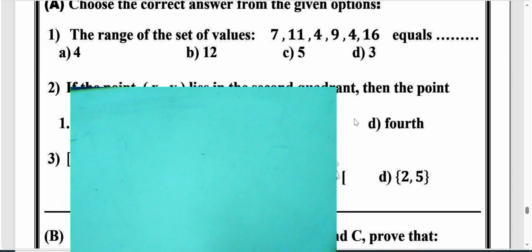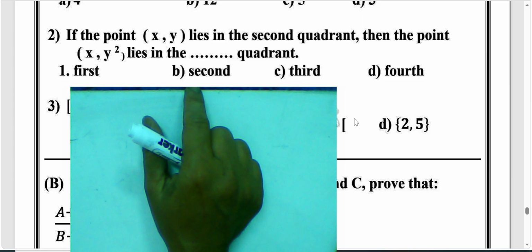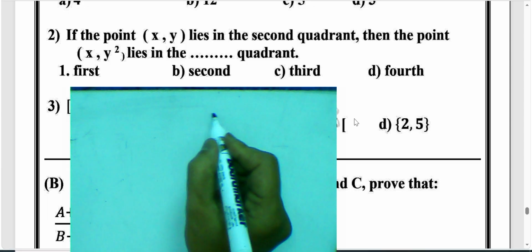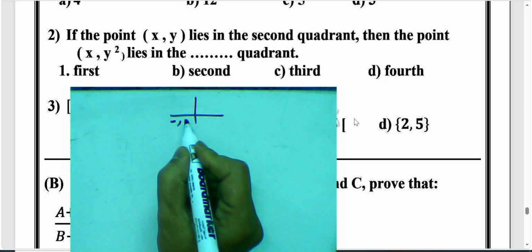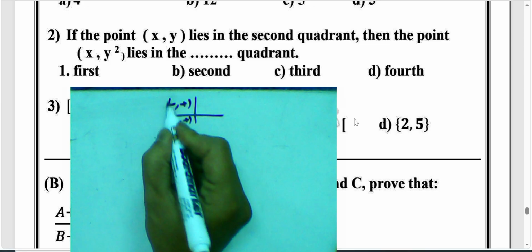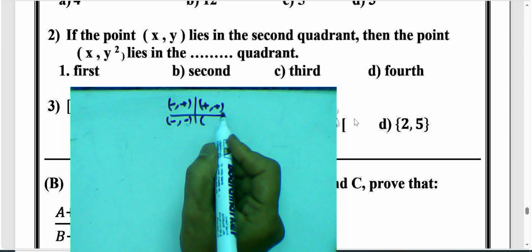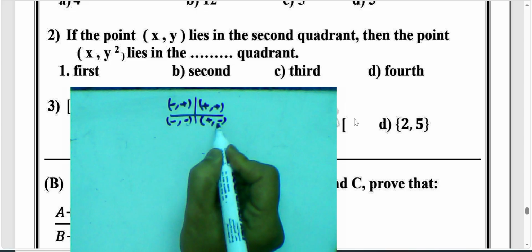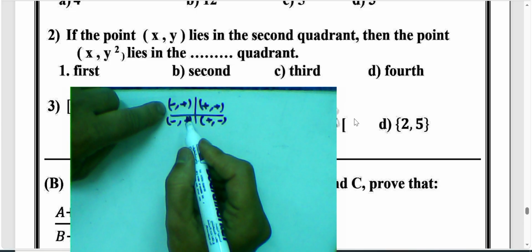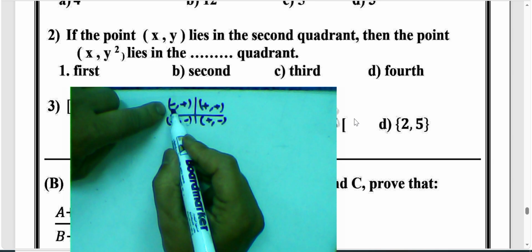Next example here. The point (x, y) lies in the second quadrant. Where does the point (x, y power 2) lie? He asked about the second quadrant. We have negative and positive in the second quadrant. First is positive and positive, third is negative and negative, and fourth is positive and negative. He tells me the point (x, y) lies in the second quadrant, then the signs will be negative and positive.